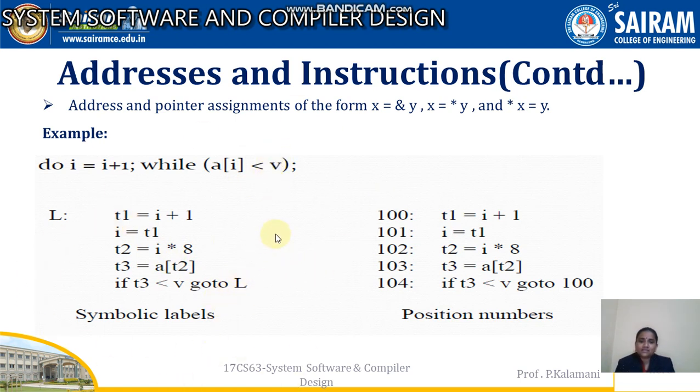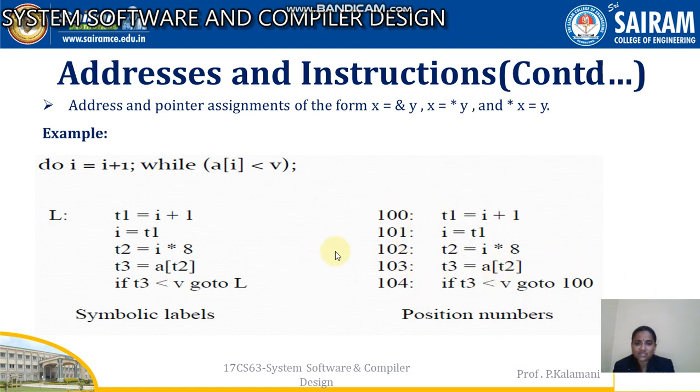So that is using labels. Then this is using position numbers. Instead of the label, we are using position numbers, that means locations, starting at 100. Here you can give which position it has to go to. It goes to t1 equal to i plus 1, which is position number 100.